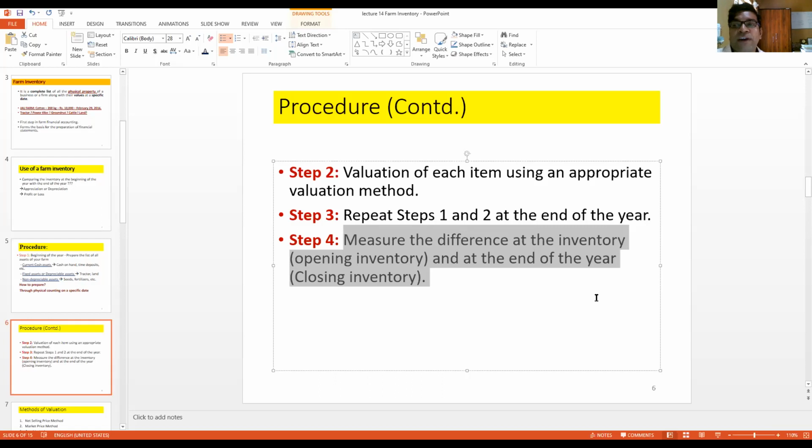So closing inventory minus opening inventory, right? At the end of the year, how the farmer is placed, whether he is placed in a good position or not. So the difference is between closing inventory minus opening inventory.